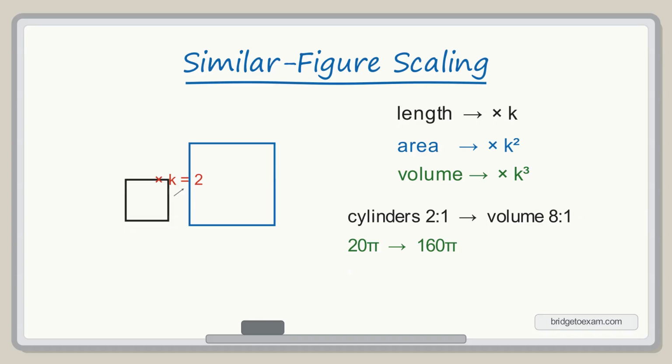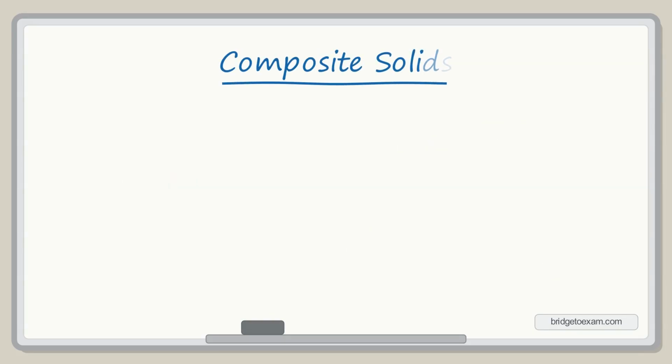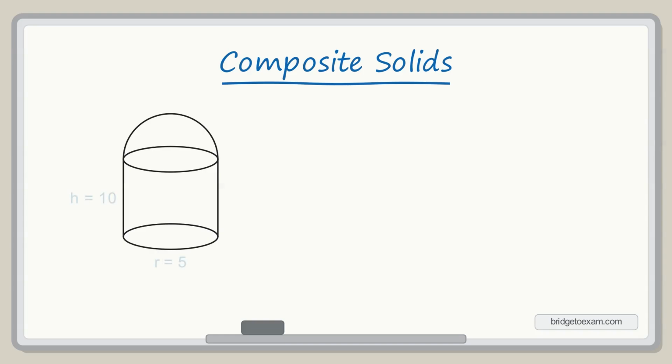And working backward, if volumes are 1 to 27, the scale factor is 3, so surface areas are 1 to 9. Sometimes, the SAT builds a shape from 2 solids. A classic is a silo, a cylinder with a dome, a hemisphere, on top. Here the radius is 5, and the cylinder height is 10. Find each piece, then add.